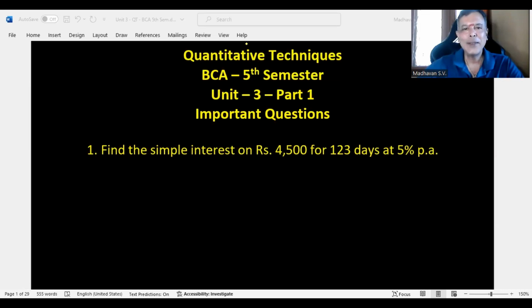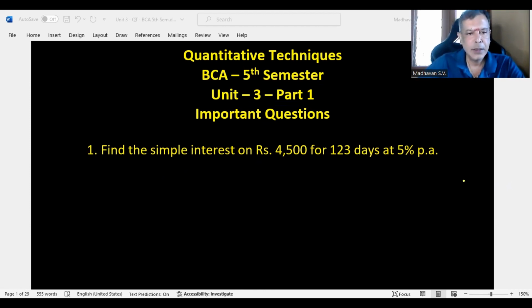Hello everyone. We are continuing with our quantitative techniques meant for BCA 5th semester. And now we are in Unit 3, Part 1, some important questions. First one, find the simple interest on rupees 4,500 for 123 days at 5% per annum.